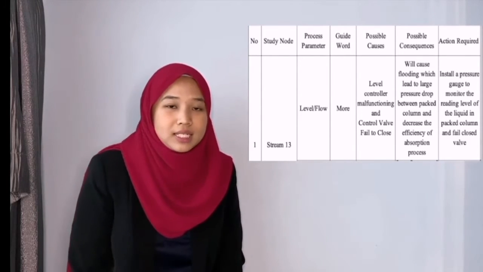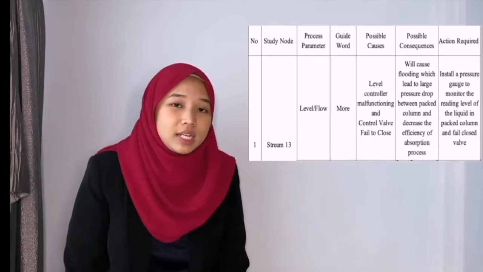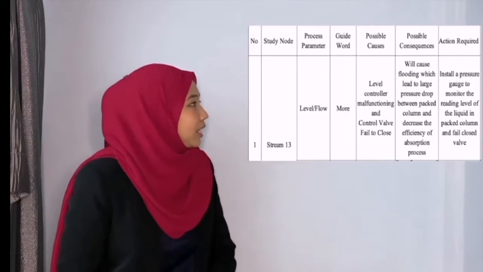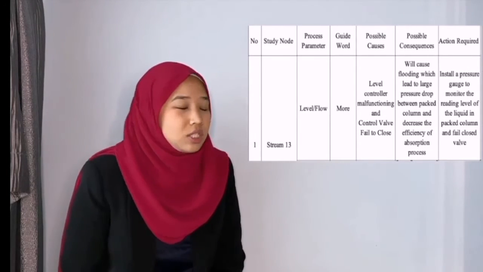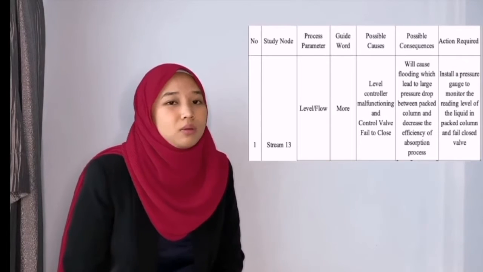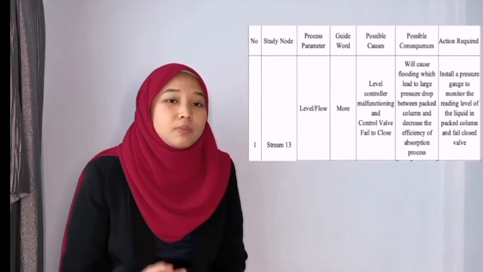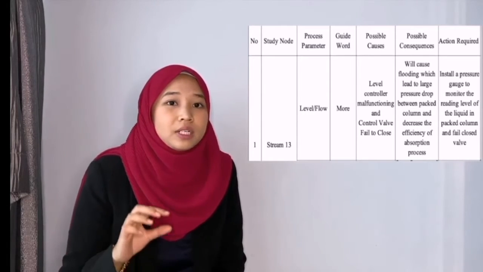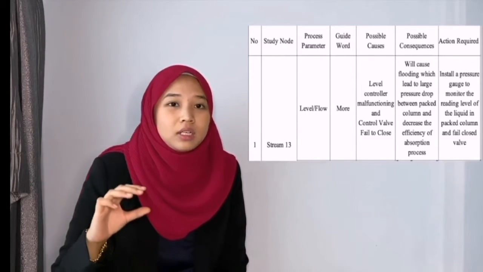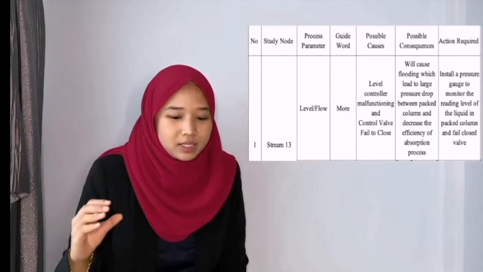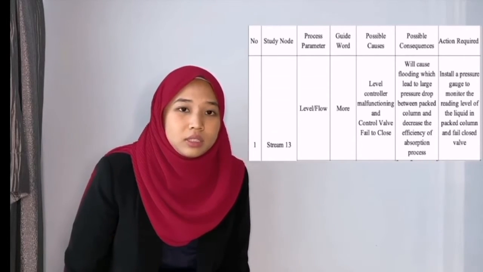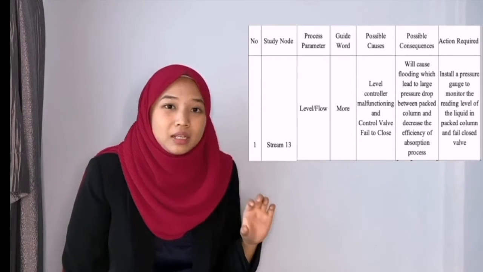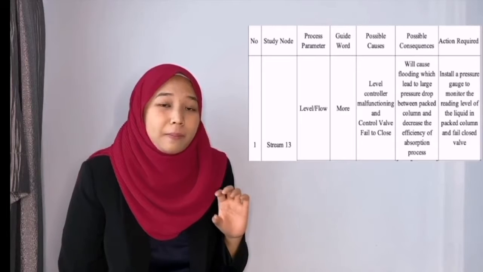And last but not least is the action required to mitigate the hazard. So I take the example from this table. We can see is stream 13, which is the DMF feed into the absorption column. So the process parameter for this study node is the level. If the level of the DMF feed in the pack column is increased, which is caused by the level controller malfunctioning, it can cause flooding, which leads to a large pressure drop in the pack column.